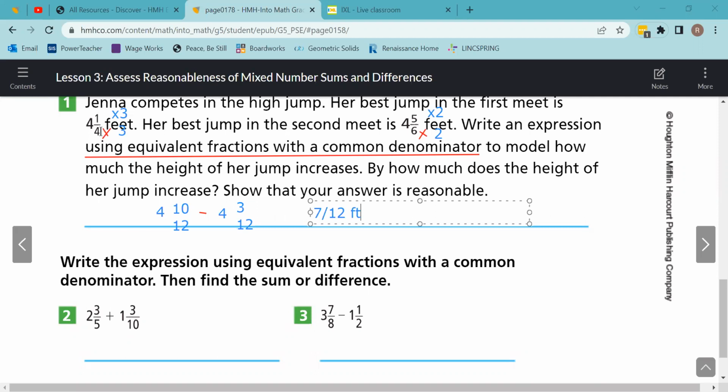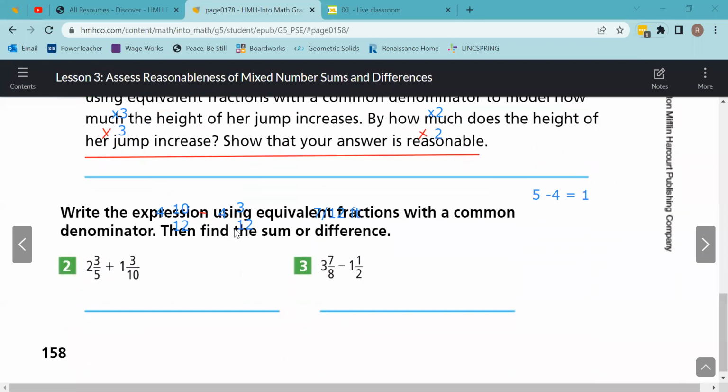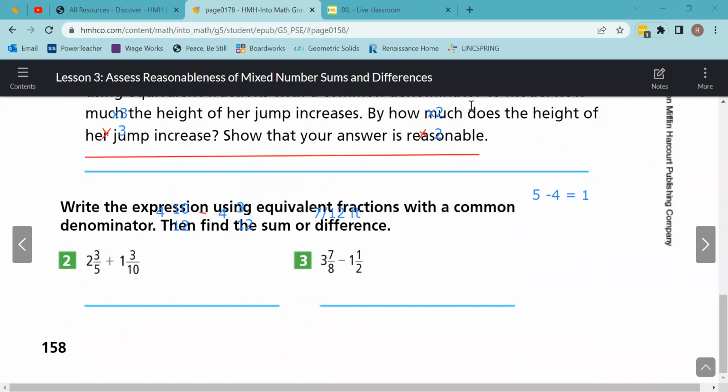Show that your answer is reasonable. Well, if we do a quick check here, 4 5/6 is close to 5. Take away 4 1/4, which is basically 4. And our answer should be about 1. And 7/12 is actually a little bit closer to half than 1 whole, but it's between half and 1 whole, right? So quick check with some benchmarks there. Our answer is reasonable.